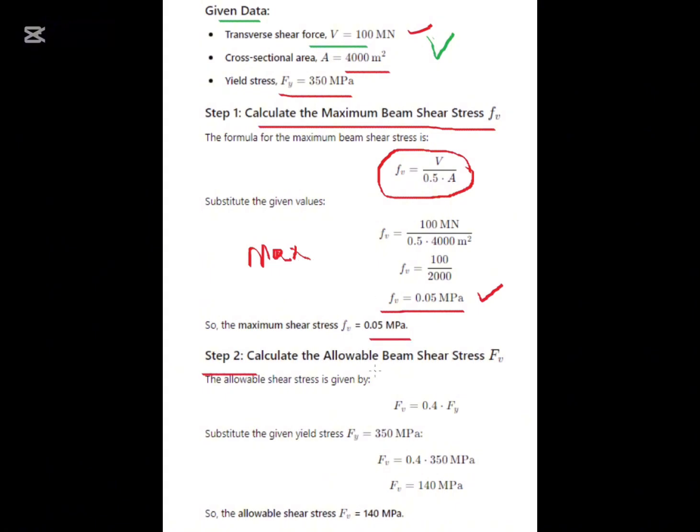Then step 2 is to calculate the allowable beam shear stress. That depends on the yield value of the material, 40% of the yield value. That becomes 140 MPa, so the allowable is this much. The actual maximum shear stress is this much, which is very small compared to the allowable.